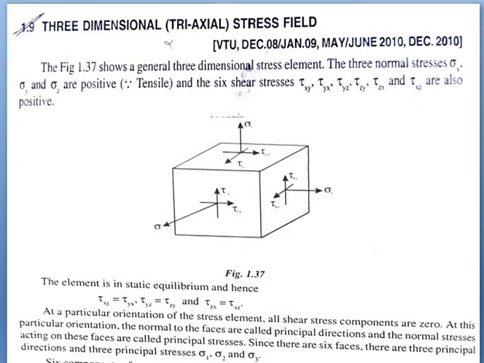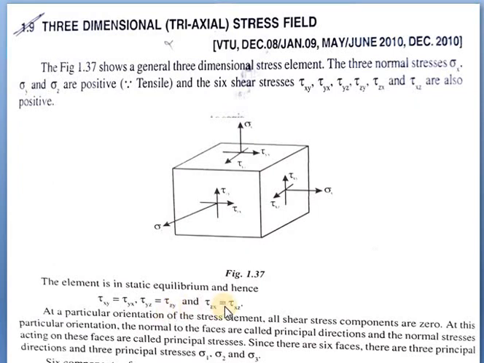Next, we'll discuss the three-dimensional stress field, which is also known as a triaxial stress field. The figure shows a general three-dimensional stress element. Here you can see sigma x, sigma y and sigma z. All three stresses are tensile in nature. Since these are tensile in nature, these are considered positive. And six shear stresses, that is tau xy, tau yx, tau yz, tau zy, tau zx and tau xz, are also considered positive.